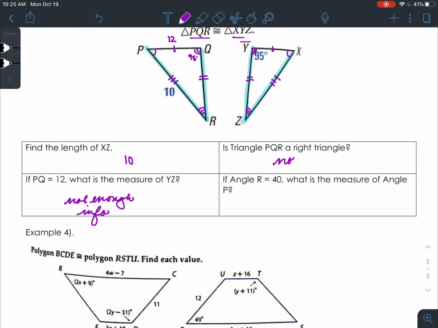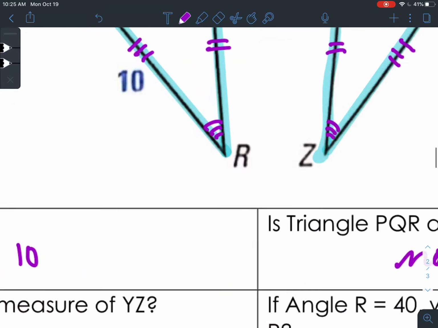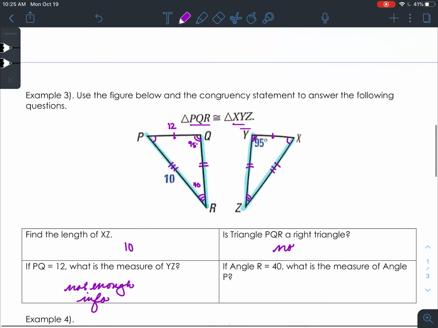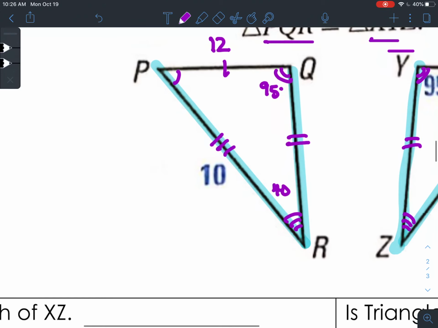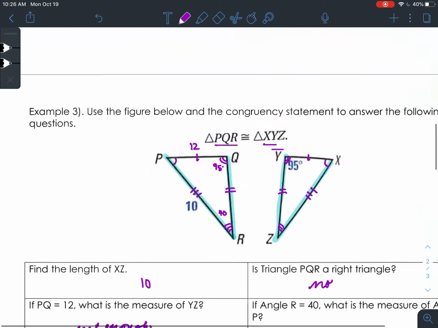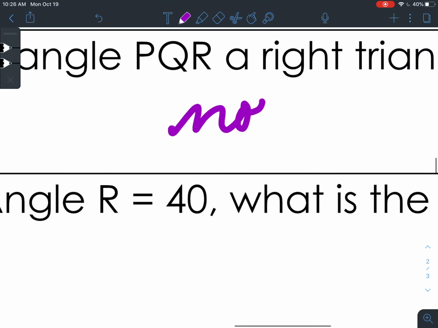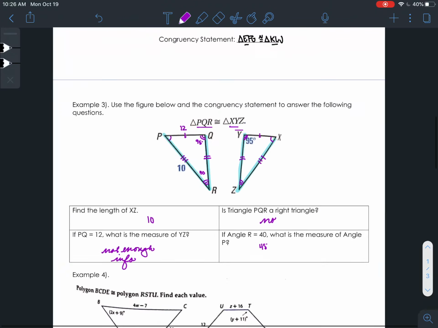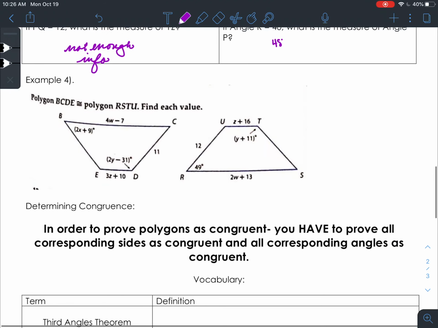Now the last one says, if angle R is 40 degrees, what is the measure of angle P? So I now have 95 and I have 40. If I add those two together and then subtract that from 180, I would get 45. So that angle is 45 degrees. Okay. All right, let's move to the next one.